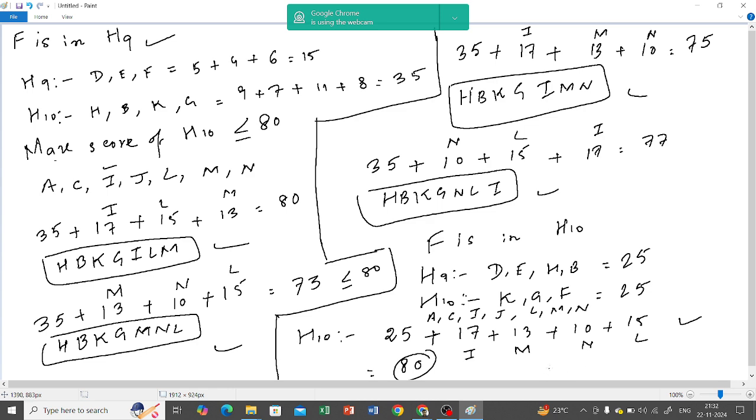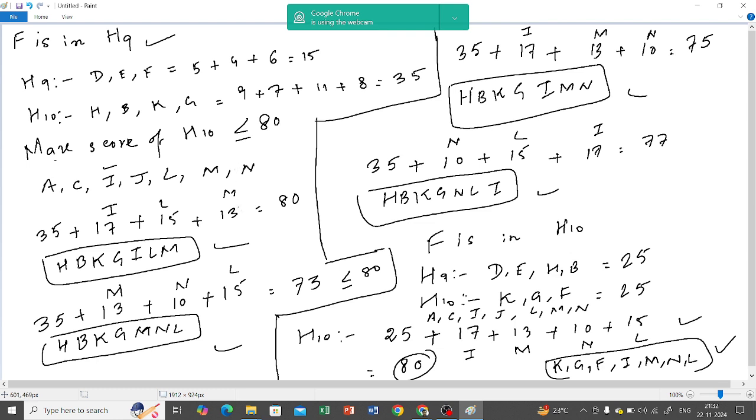So what is the team that we found? There is K, G, F, I, M, N, and L. This is the team that we got. Now we will answer the questions. So what is the question? Which of these players was definitely in H10? Which of these players will definitely be in H10?